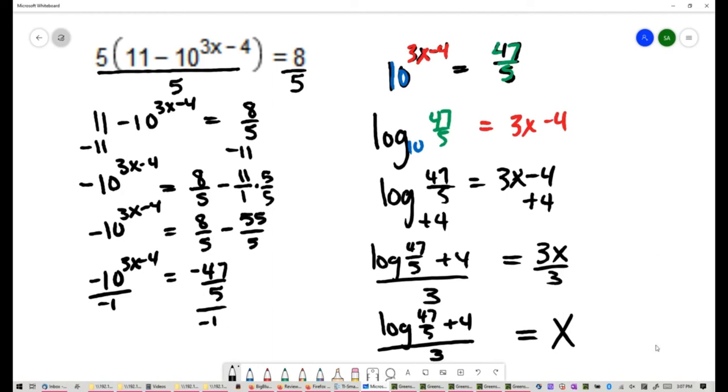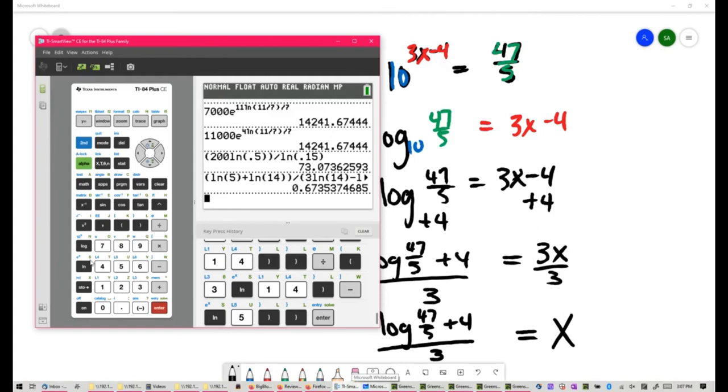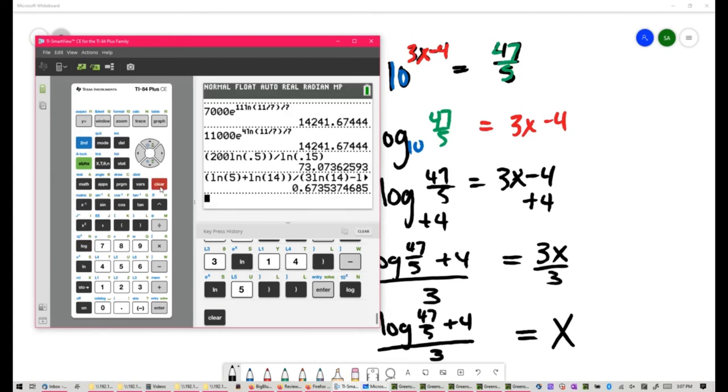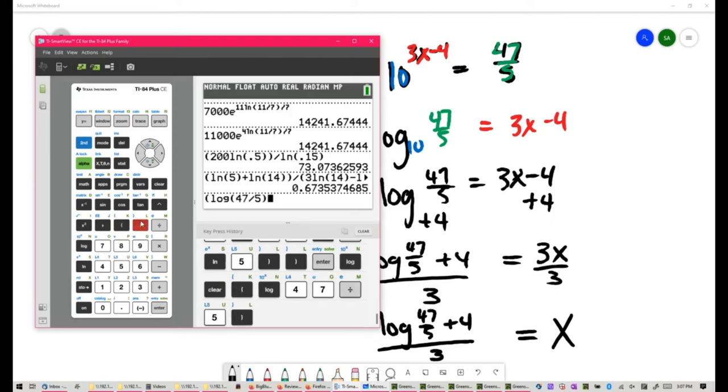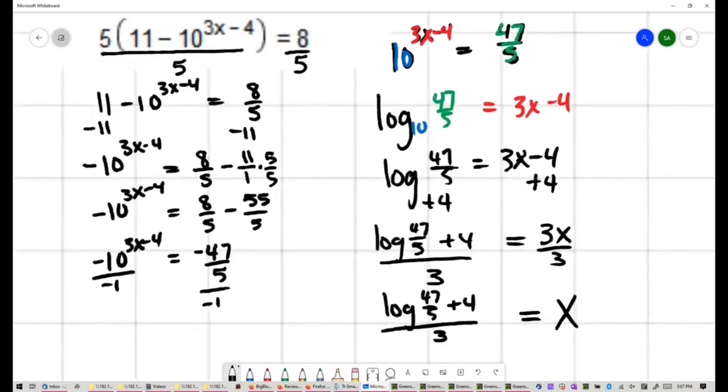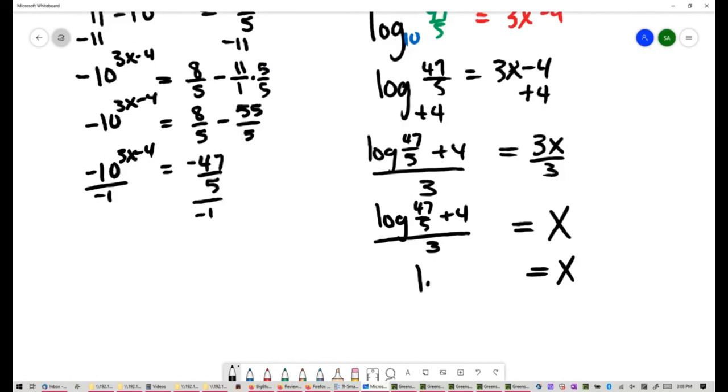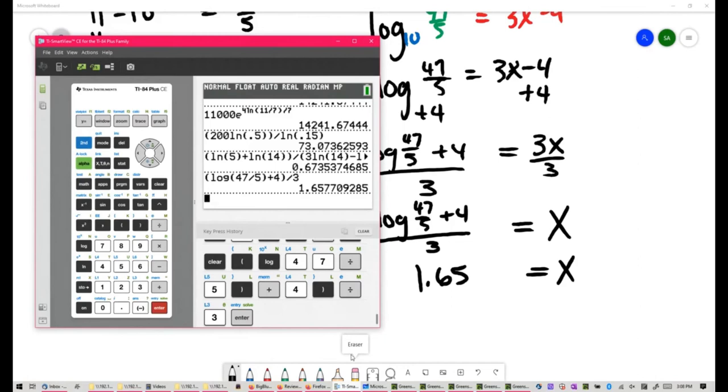And let's type that in our calculator. I'm going to use log, that's log base 10, and I'm going to clear this because I need parentheses around my whole numerator. Log of 47 over 5, close parenthesis for the log, and plus 4, close parenthesis for the numerator, and I'll divide by 3. I don't need parentheses around the denominator because there's only one thing in the denominator. So we get 1.65 for our approximation. And that should be rounded 1.66.